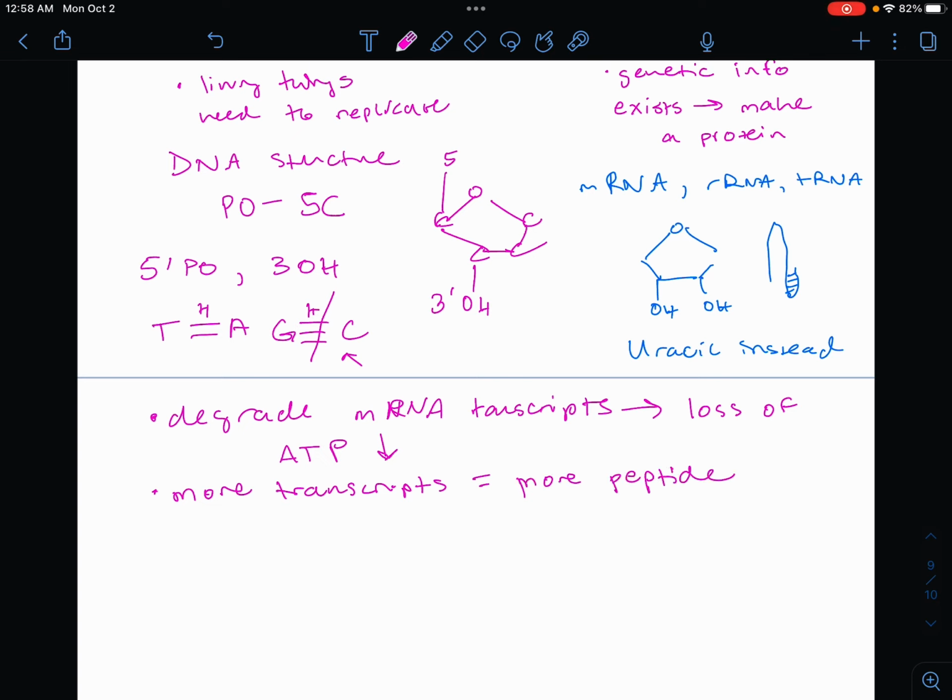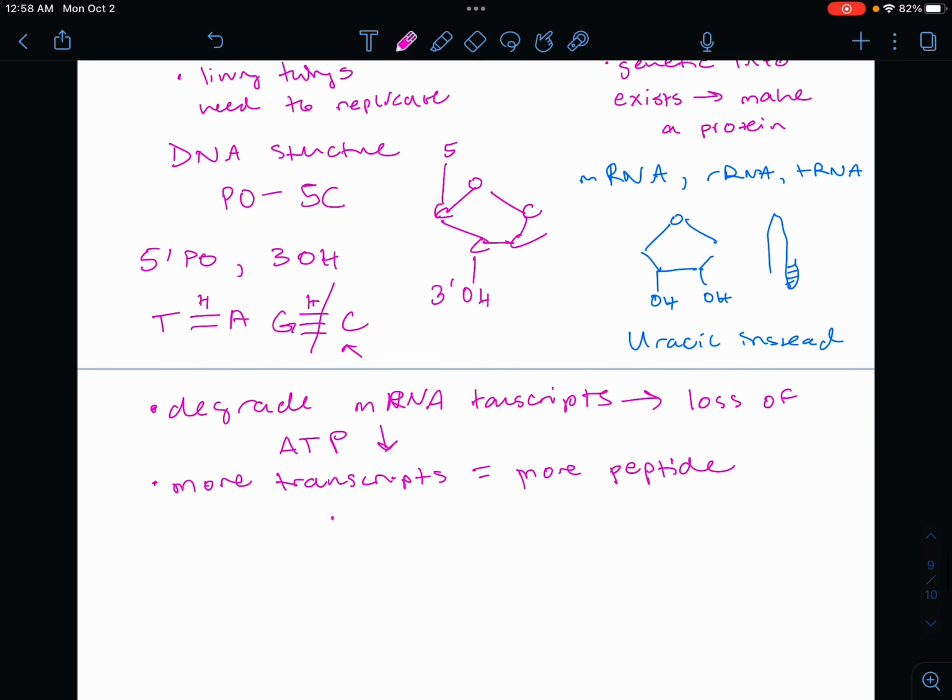So therefore, if we're going through rapid growth in the cell, this will have this effect. But if we don't need to be growing so rapidly, we don't need all those transcripts.